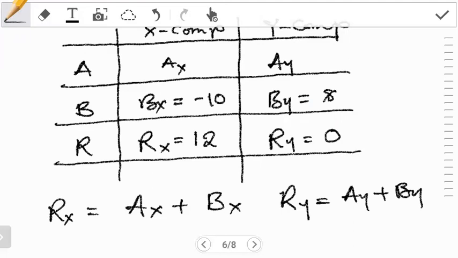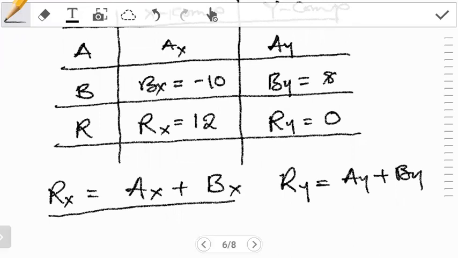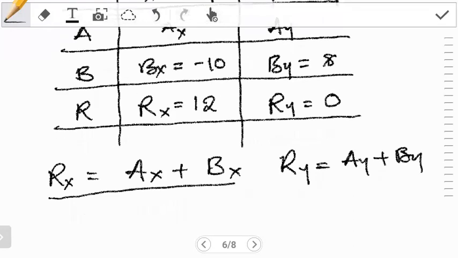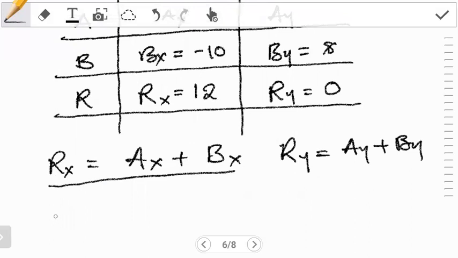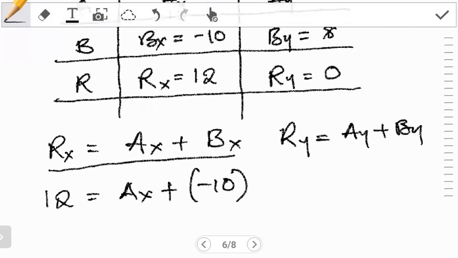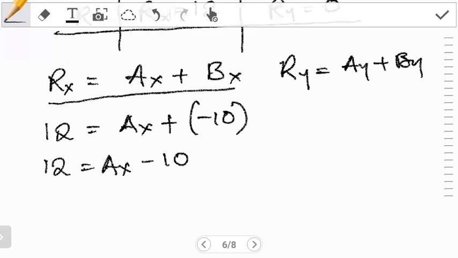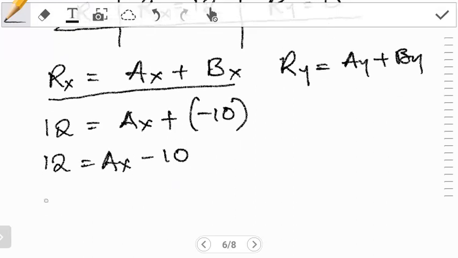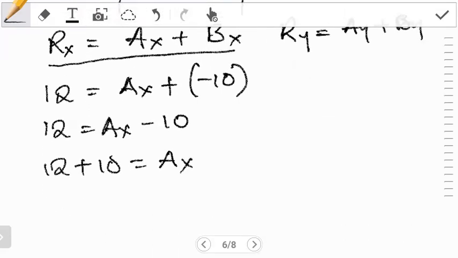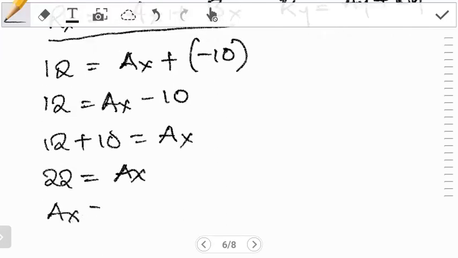So from here, if we use this equation to get the X component that we want, we see that the X component of the resultant is 12. We want to get AX and then BX, so this is plus -10. This shows us that 12 is equal to AX minus 10. Then when we group the like terms, we have 12 plus 10, since the -10 crosses and becomes positive, is equal to AX. Finally, we have 22 is equal to AX. So AX is equal to 22.